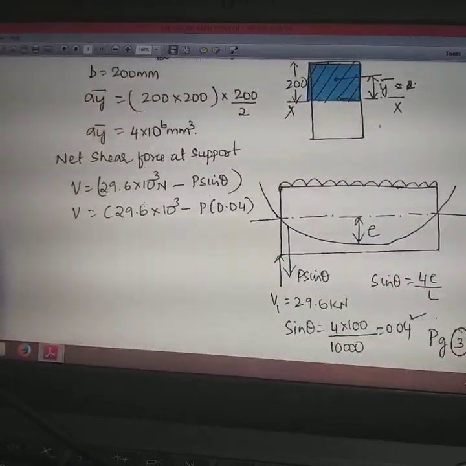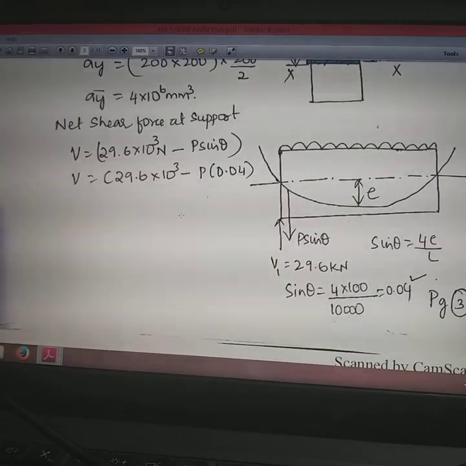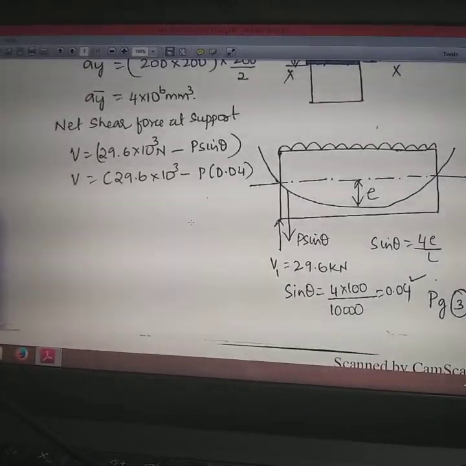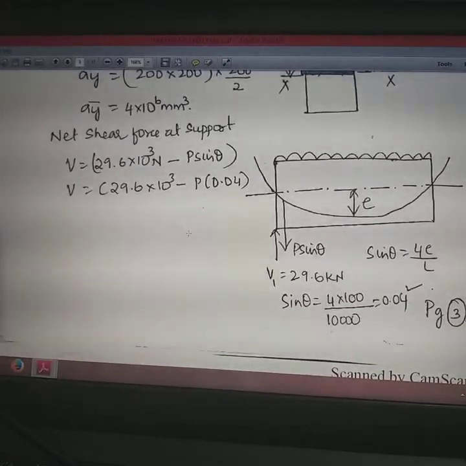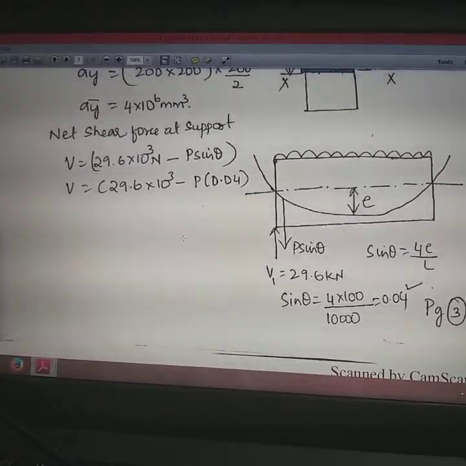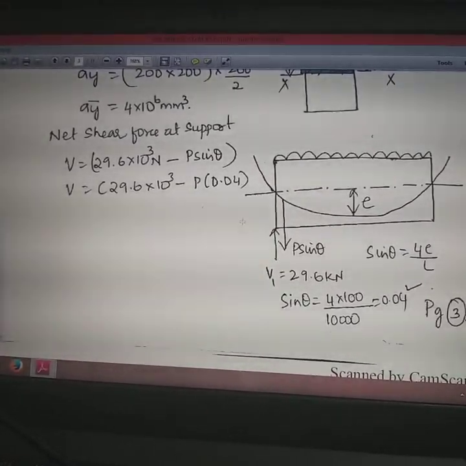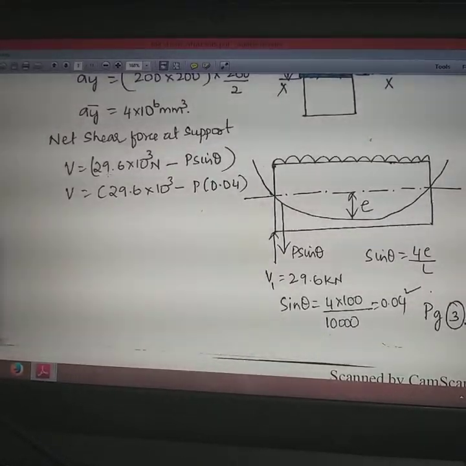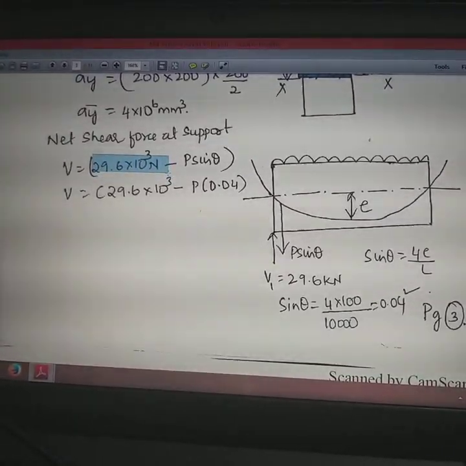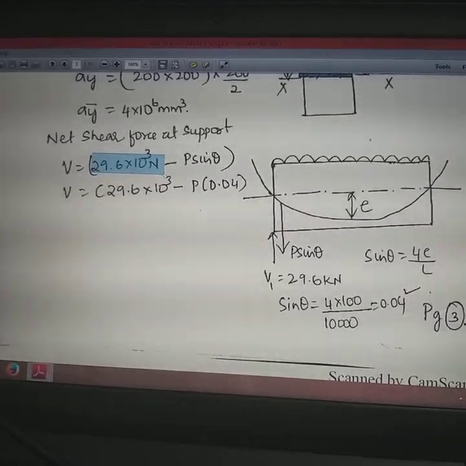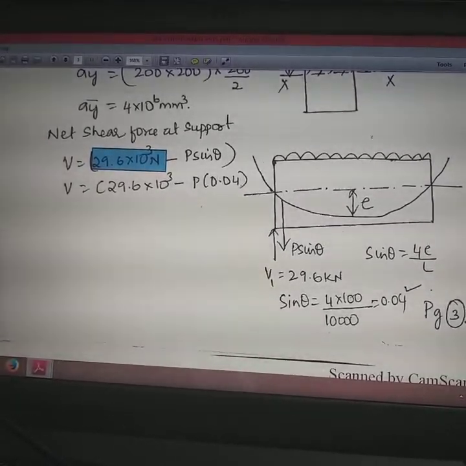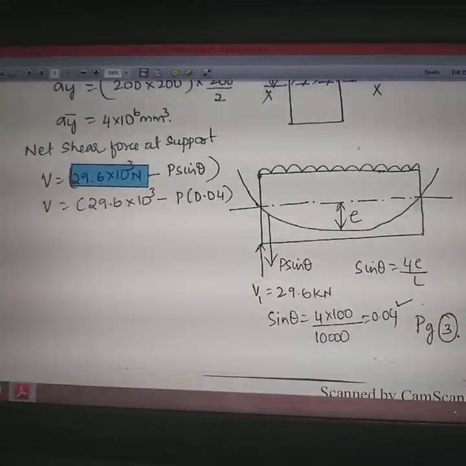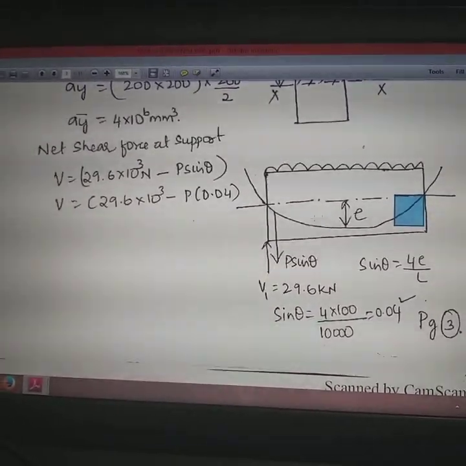Next, let us calculate the net shear force acting at the support. Already we have computed the shear force generated due to the self weight as well as the live load. Now we shall calculate the net shear force. This 29.6 we have already calculated in the previous step due to self weight and live load, and here, due to the profile of the cable, we also have to consider the shear force.